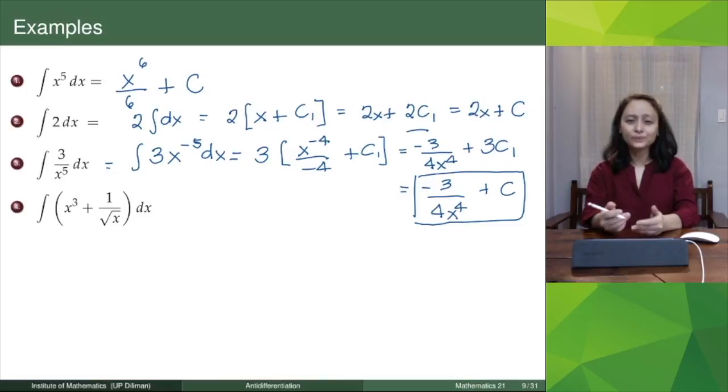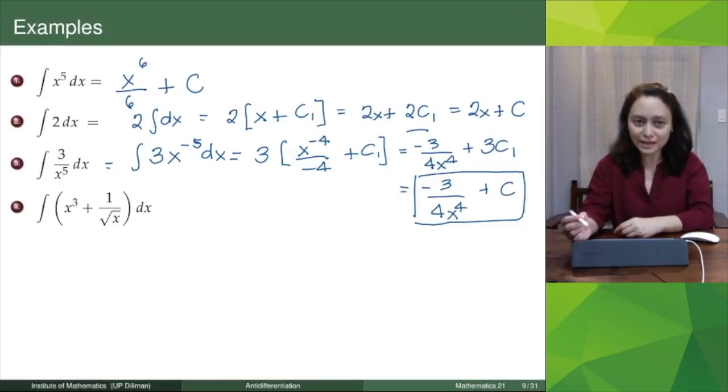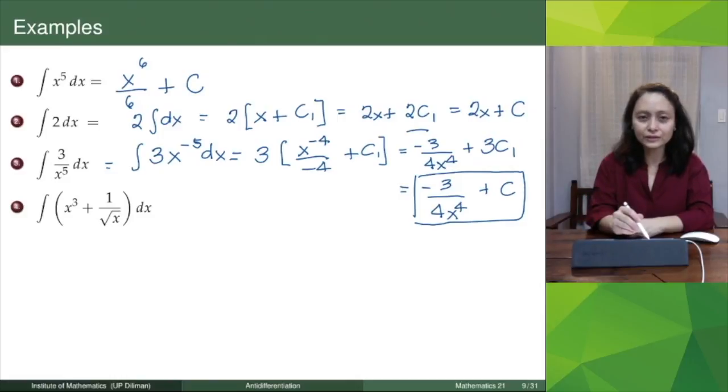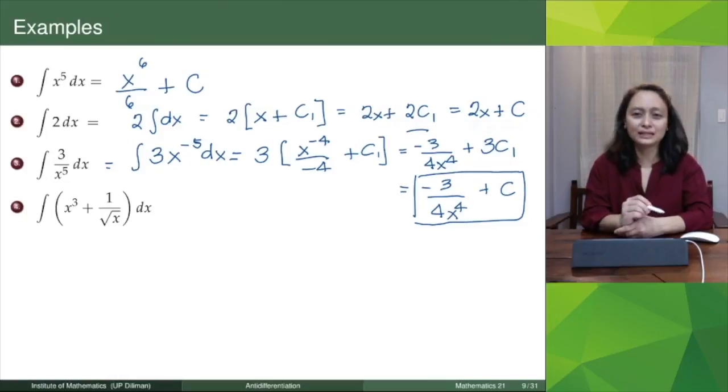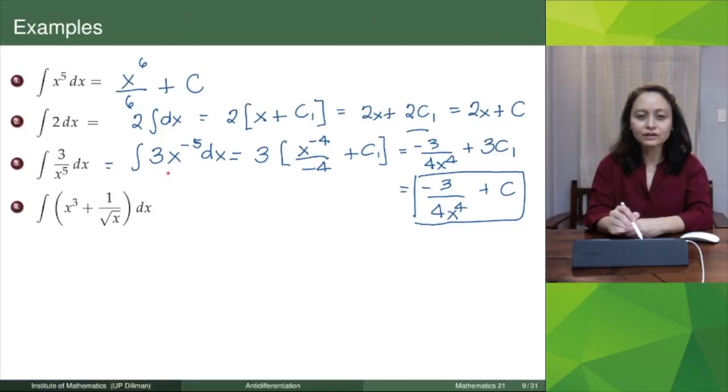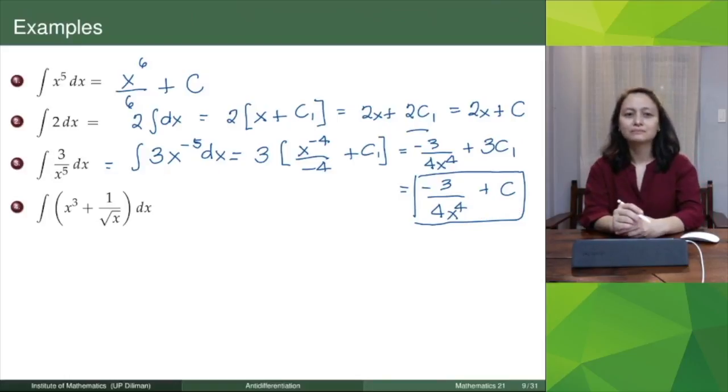Okay, so what do you notice? Kung merong constant, pwedeng, sige, katulad nito, you can get the integral of dx or the antiderivative of dx, which is x. So, you have 2x and then sa dulo nyo na idagdag yung constant. Okay, so ganun din dito. Antiderivative of x raised to negative 5 is x to the negative 4 over negative 4. Then, dito nyo na idagdag yung constant.